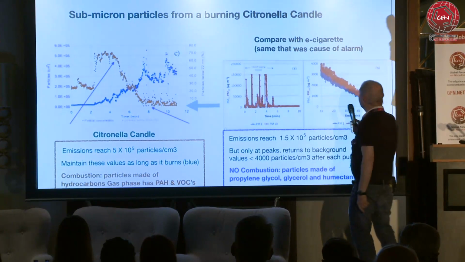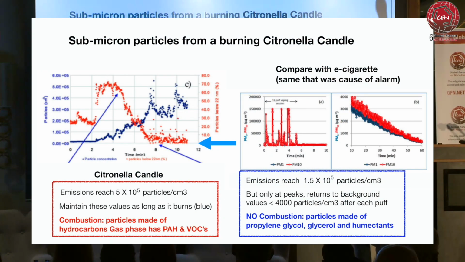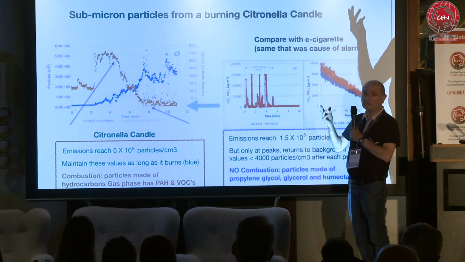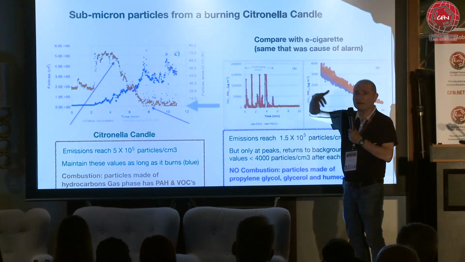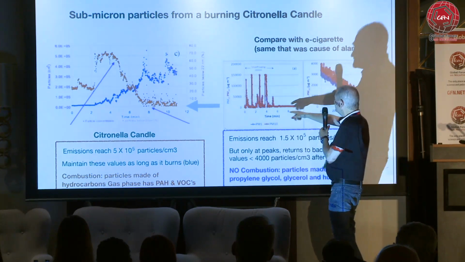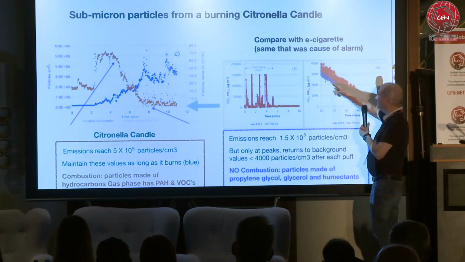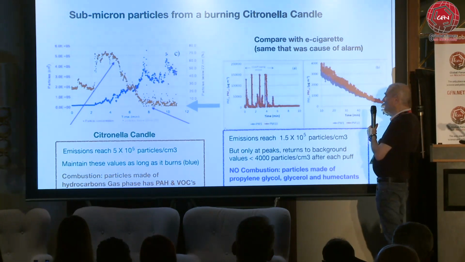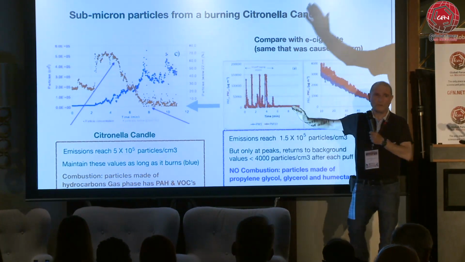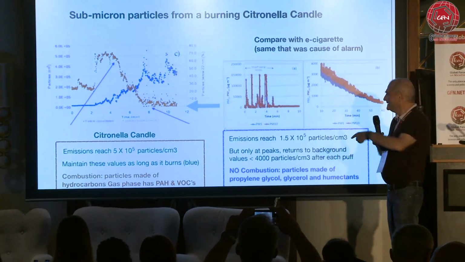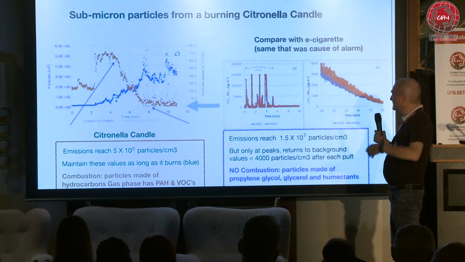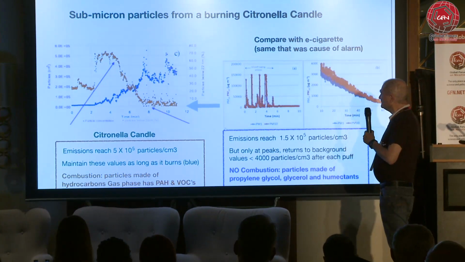They did the same thing with the burning of a citronella candle. Look at the curve, the blue curve. You light the candle, and as long as the candle is burning, you have combustion, very high levels of particles, and you have an aerosol that is aging. Compare with the electronic cigarette. There is no aging, it goes back to the background levels. Here are the numbers. Don't worry, you can see it later in more detail after the event. Let's go to the next one.